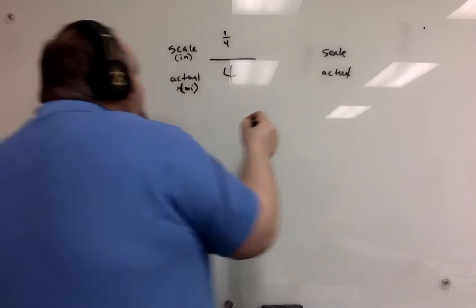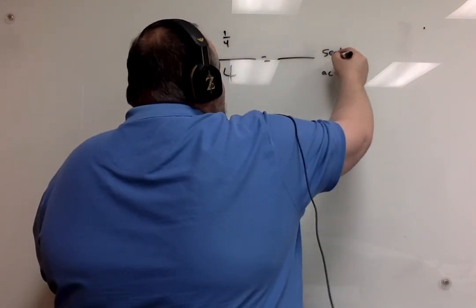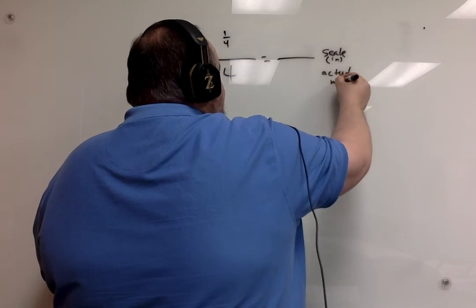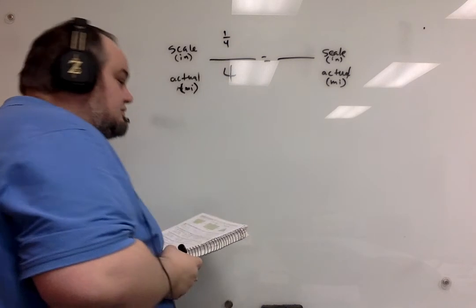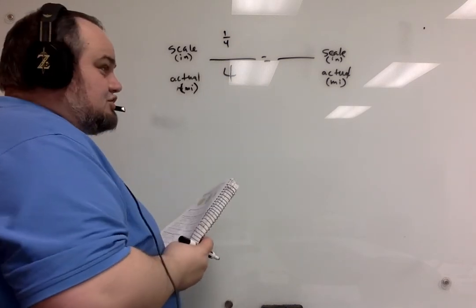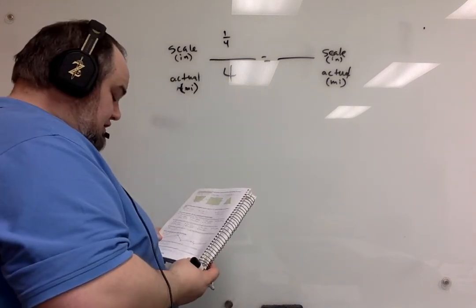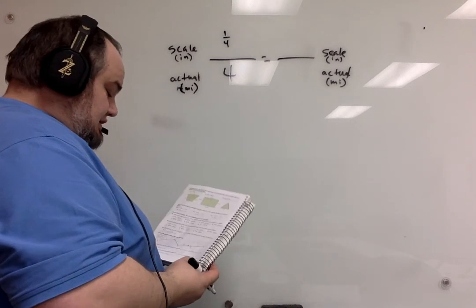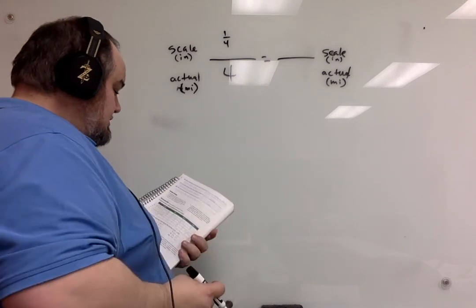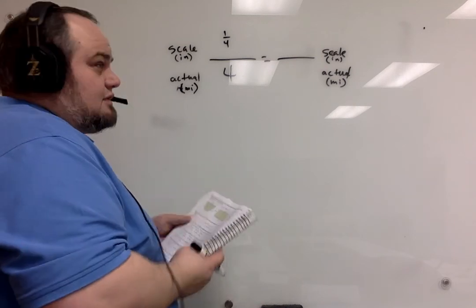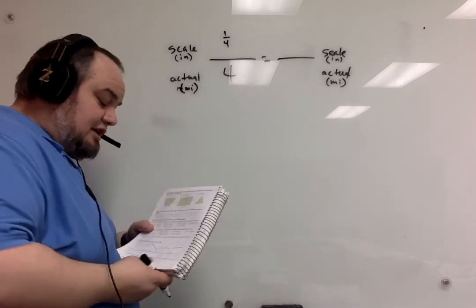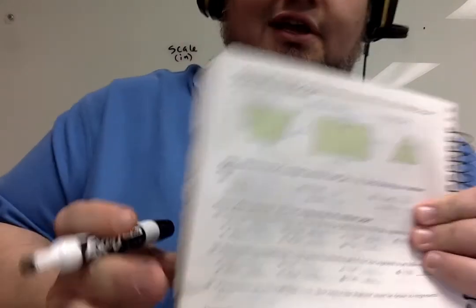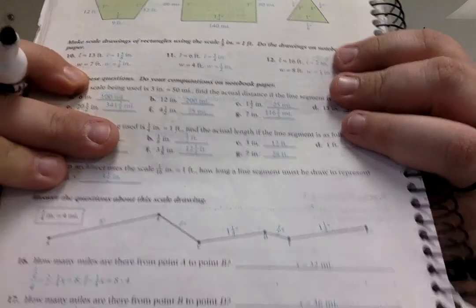So that means over here, for our scale, it's going to be in inches, and the actual's in miles. And then it gives us a drawing. So this is on page 220, number 16 through 20. And it gives you a drawing with different cities that are separated. So, for example, it says like A, B, C, D, and you're supposed to measure those.